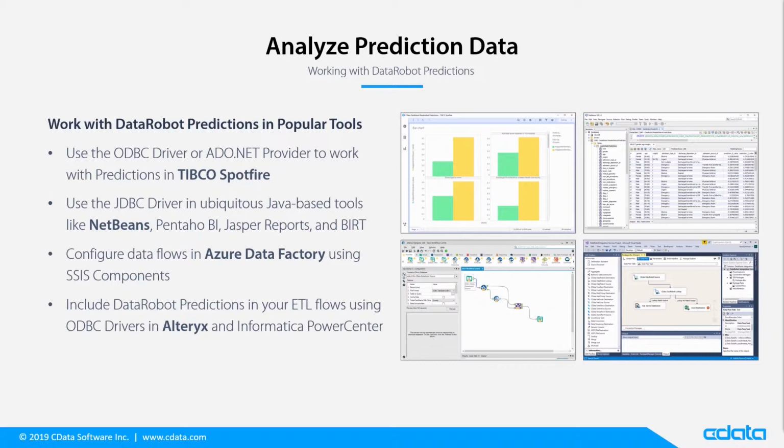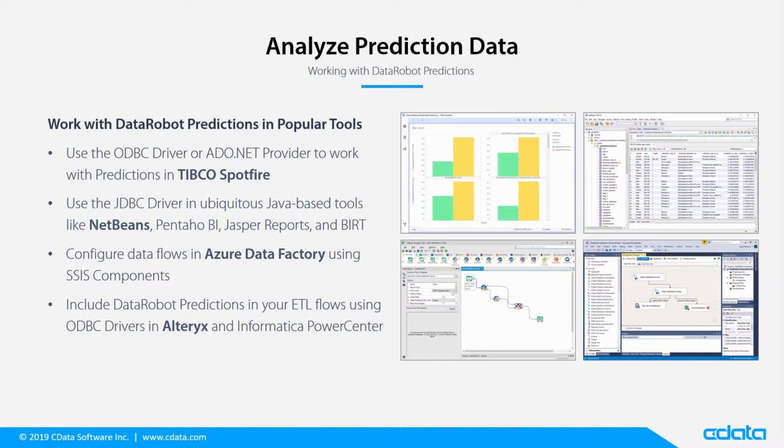If you want to do BI or reporting or analytics, then Pentaho BI, Jasper Reports, and BIRT are good options. I mentioned the SSIS components before. Azure Data Factory is a cloud-hosted version of SSIS workflows, and our SSIS components are compatible with the Azure Data Factory. So you can author the workflow on a desktop machine and then push it to the server to be hosted in the cloud, so you get all of the scalability and all of the things that you would expect from cloud instances. And then you can include DataRobot predictions in your ETL workflows in Alteryx and Informatica PowerCenter using the ODBC drivers.